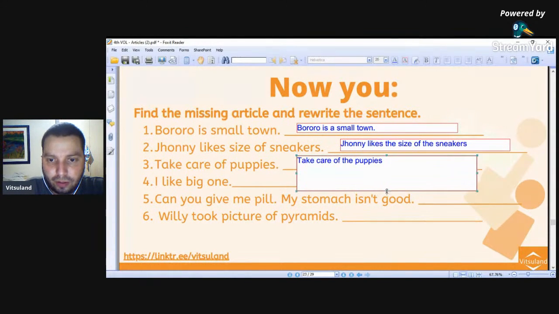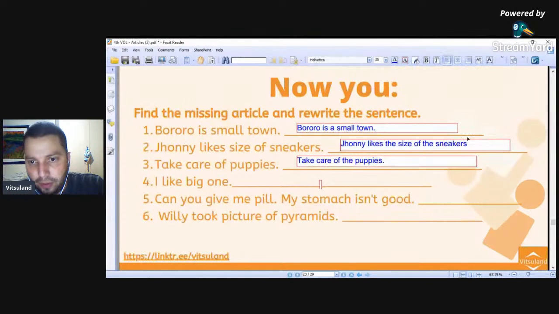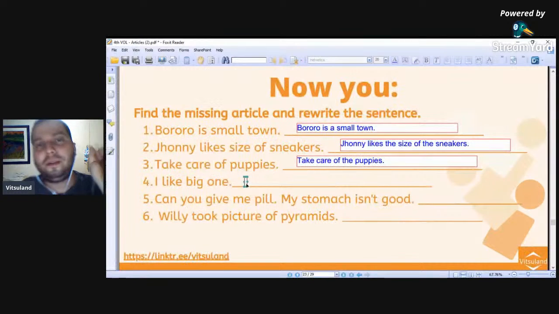Period. And here, periods. All right. Very good. I like the big one. Pay attention. In this case, we are specifying "big one." We are specifying which one is among the other ones. So we can say, I like the big one.